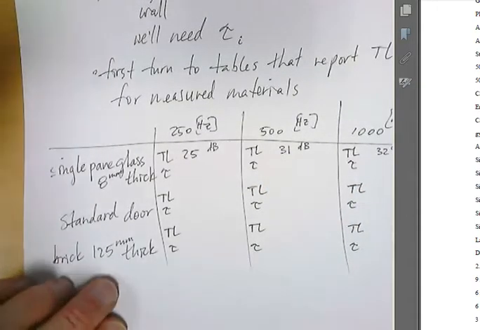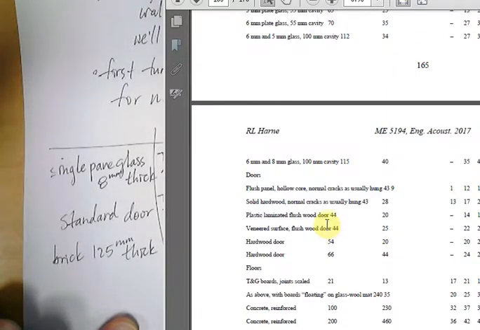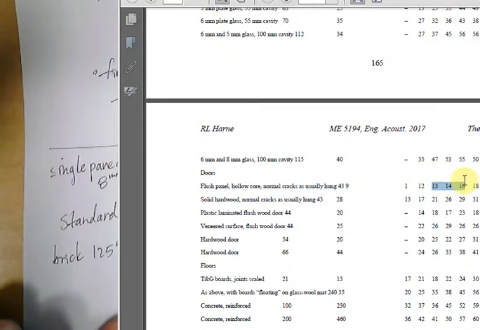All right, now let's look for the standard door. I happen to know the doors are further down. So this is a pretty standard door. Normal cracks is usually hung. And so we want the 3rd, 4th, and 5th values, 13, 14, and 16.